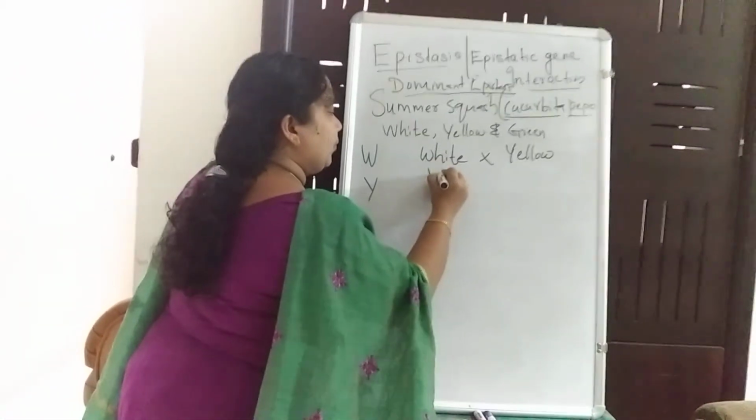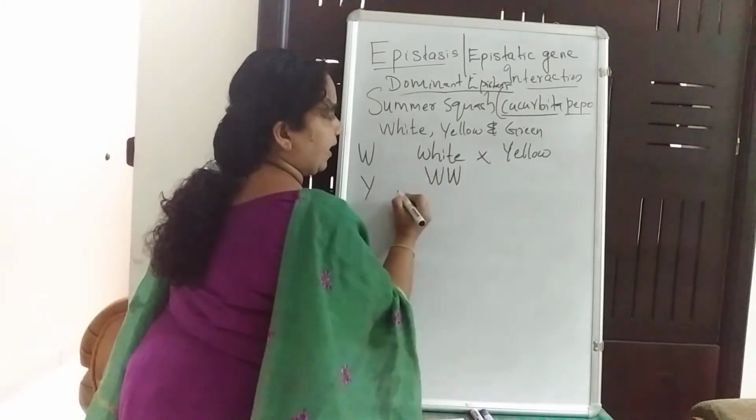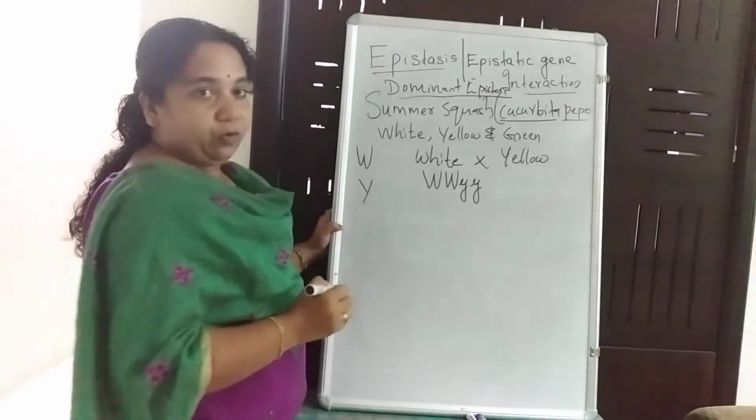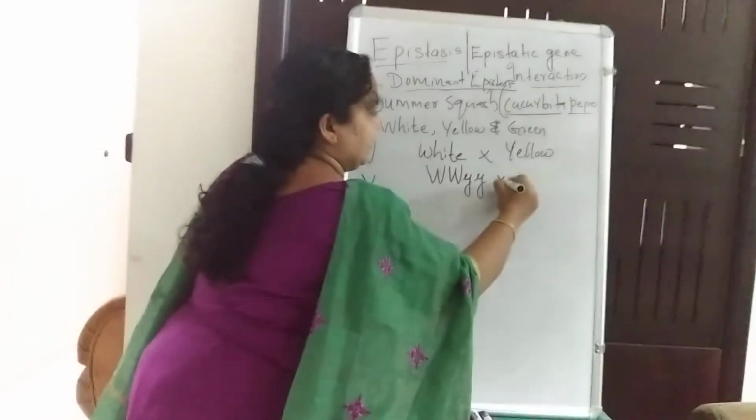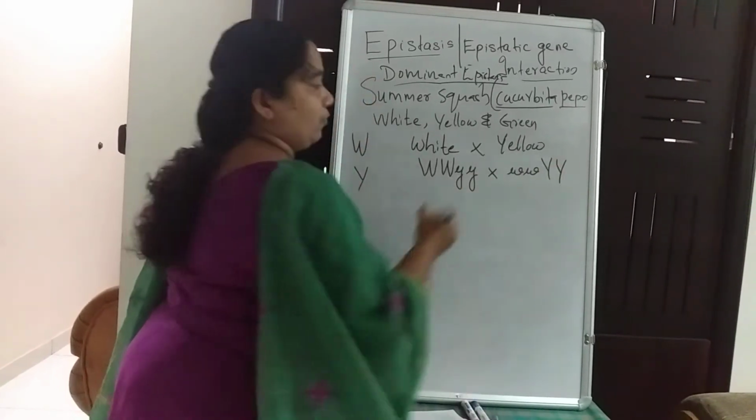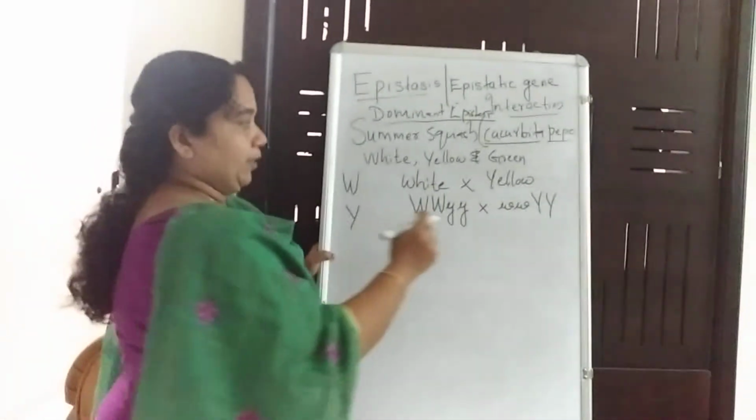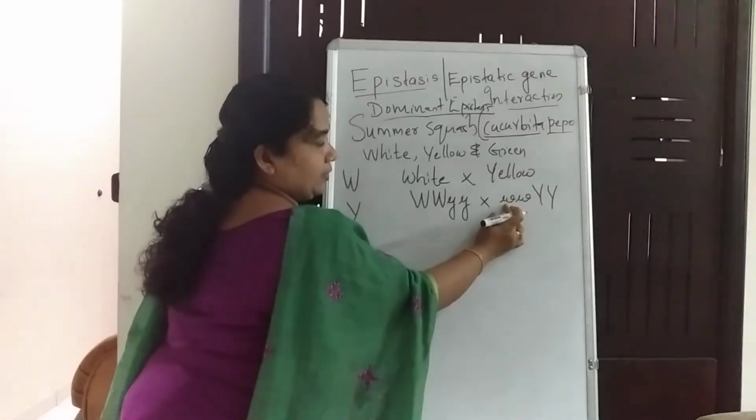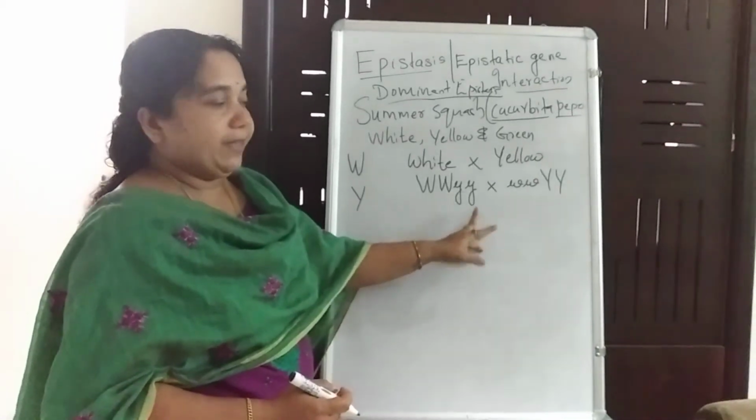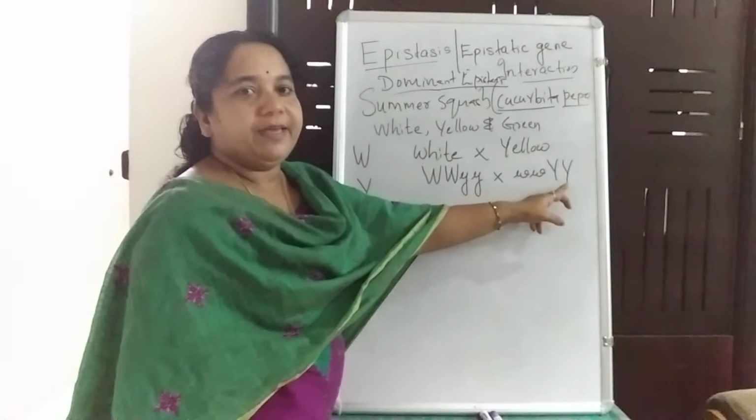If W is expressed, white is expressed when there is capital W, and if small y, we can write it as small w, capital Y, capital Y. Why do we write this genotypic expression? Because even if capital W is there, what is the phenotypic expression? Since it is epistasis, the phenotypic expression will be white. So we write it as small w, capital Y, capital Y.